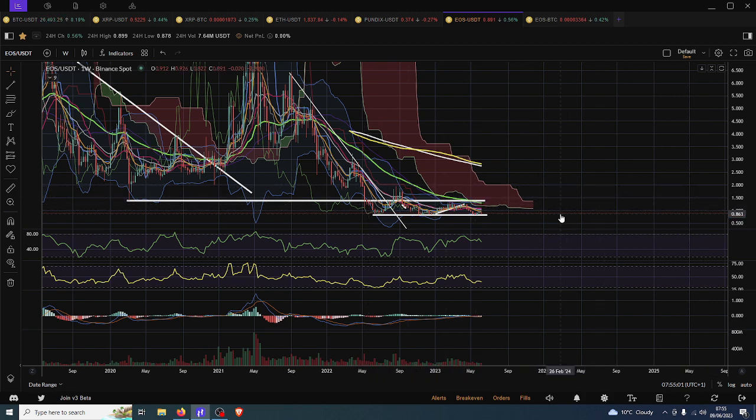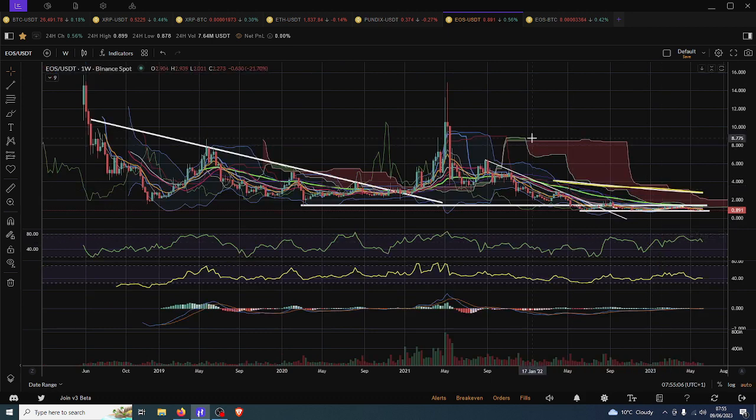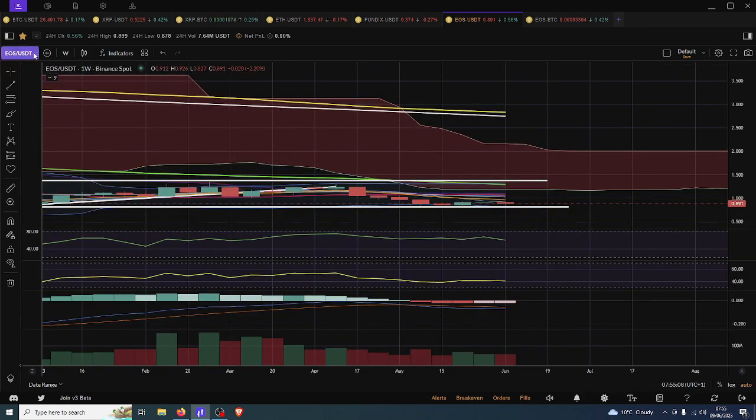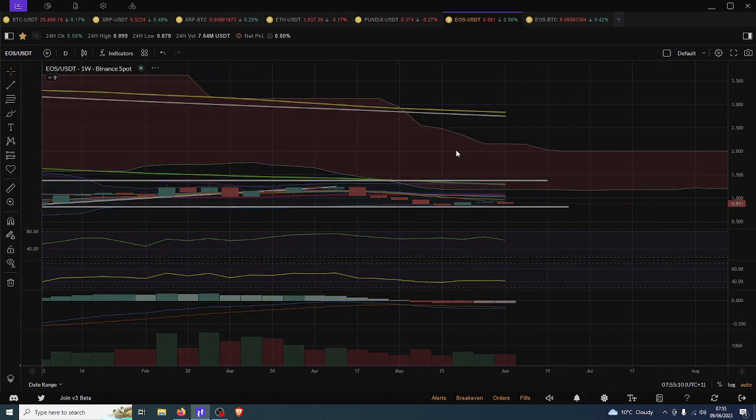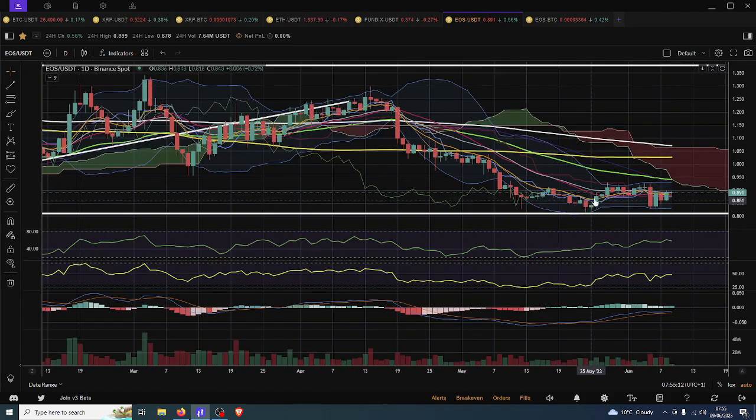There is what could be considered an accumulation on a weekly, but there is no breakout. So we're not looking for immediate massive gains or anything like that, but what we are looking at is potentially scraping some significant lows.